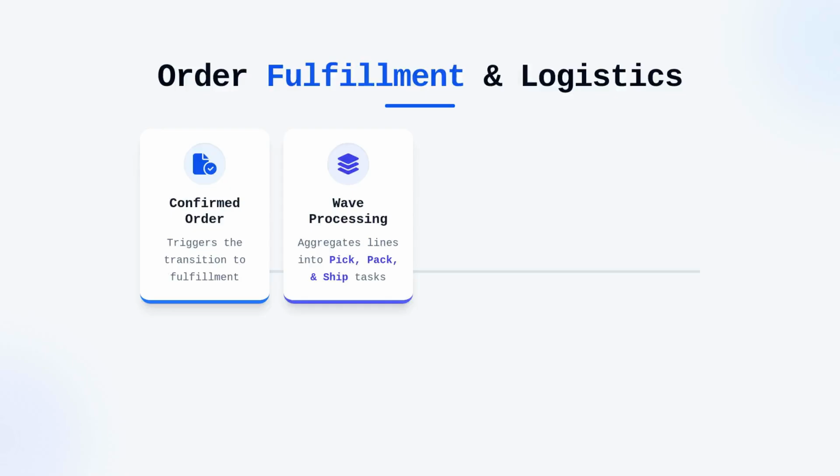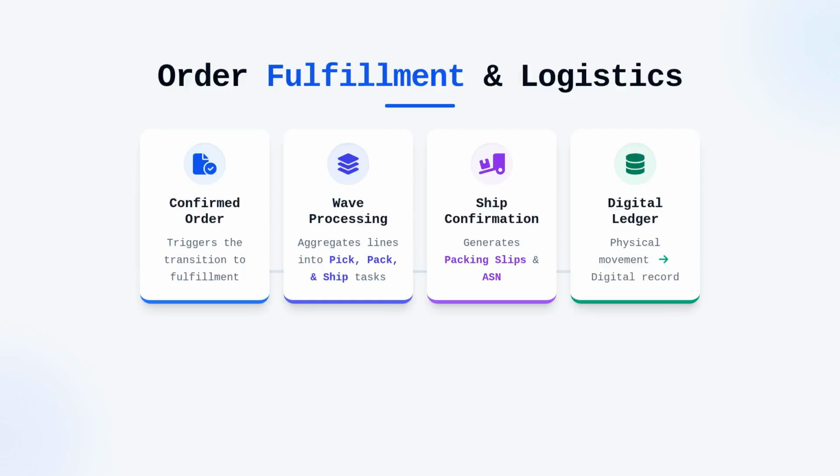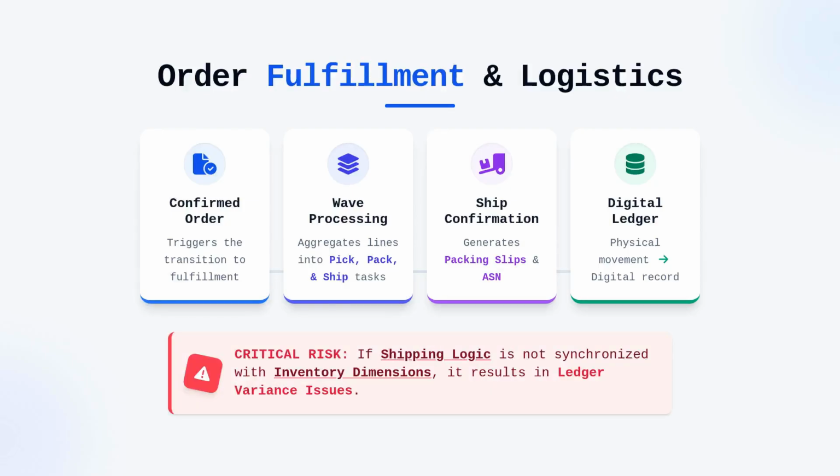From a system perspective, it is imperative that the configuration of these outbound processes aligns with the physical reality of your inventory handling. When the warehouse confirms a shipment, this action serves as the catalyst for the generation of both the packing slip and the advanced shipping notice, or ASN. These documents translate the physical movement of inventory into a digital acknowledgement that the company has fulfilled its obligation. If the shipping confirmation logic is not synchronized with your inventory tracking dimensions, you will almost certainly encounter variance issues in your ledgers.